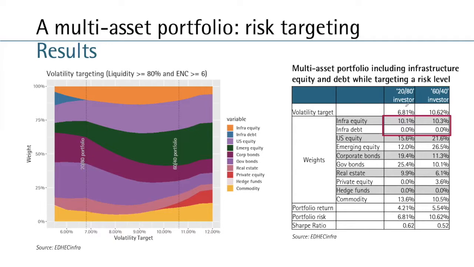And in the case of two profiles of 20/80 and 60/40 investors, their volatility targets are quite different, 6.8 and 10.6%. But we find that the allocation to infrastructure is limited to infra equity only. Infra debt actually plays no role in the final optimal allocation. But there are differences in the allocation of other asset classes. So for the conservative profile, there's more allocation towards bonds. And for the aggressive profile, there is more allocation towards equity. And also, the conservative portfolio has a slightly better Sharpe ratio as compared to the aggressive profile.